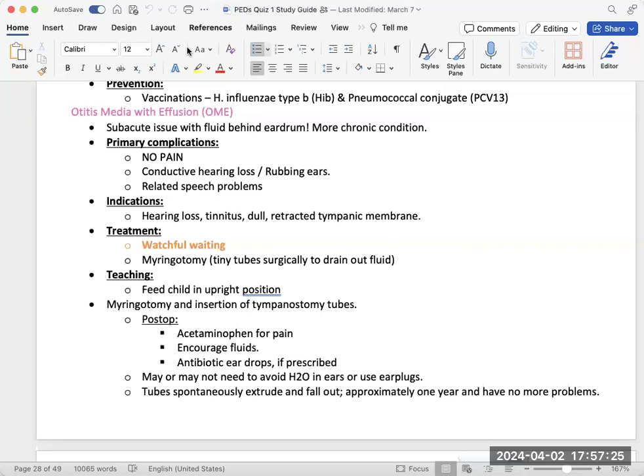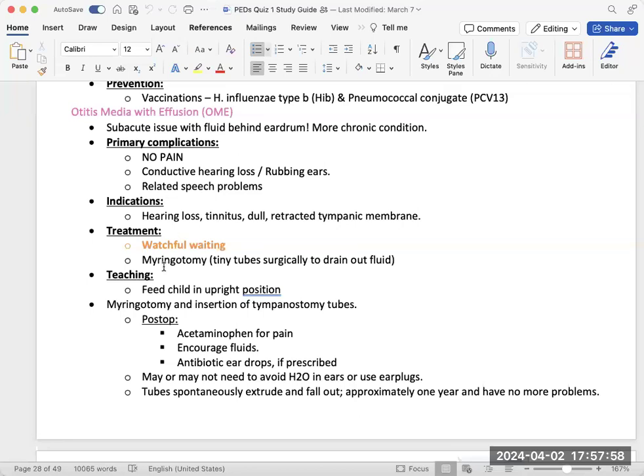They also will have speech-related problems. Remember, if you can't hear words as well, you're not going to be able to speak the words properly. Indications that they could also have it could include hearing loss, if they're complaining of ringing in their ears, if they have a retracted tympanic membrane. The treatment for this is pretty much watchful waiting. Know that. Just watching to see what happens. Because like I said, we want to try to remove the fluid, but we're not going to do anything right away. We want to see what's happening.